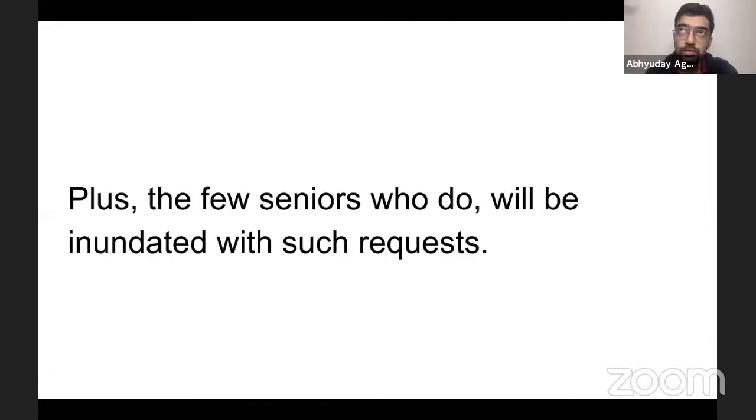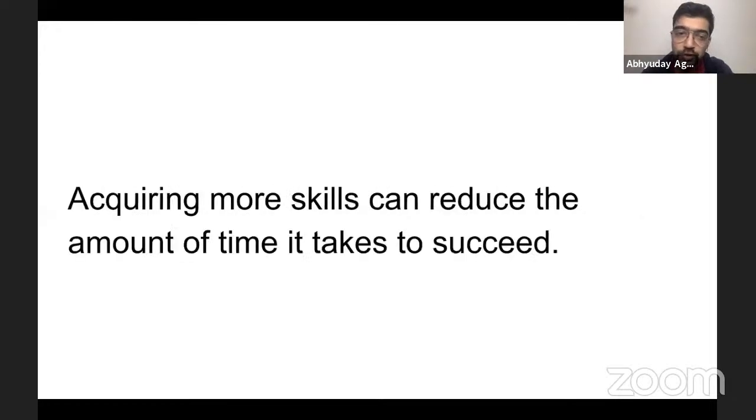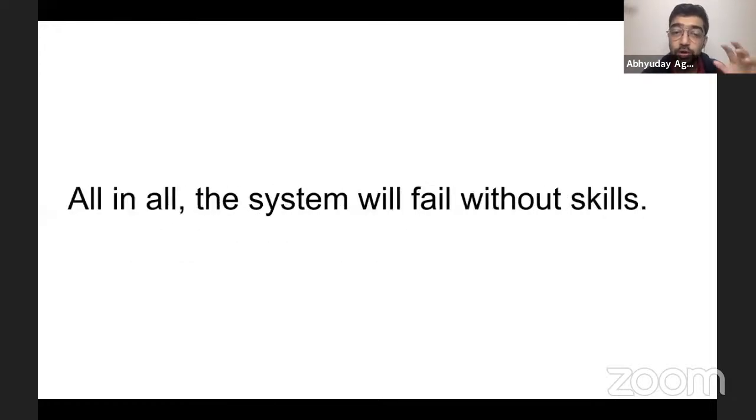So the few seniors who will be charitable or humane will be inundated. Everybody will go to them, saying, sir, ma'am, please give me a job. Then what will happen? They will not be able to accommodate every junior. So whatever happens, the point is that if you're not able to fit into the structural system, the economic structural system of the court, they will not be able to accommodate a junior, right? In all, the system is going to fail without the necessary skills.